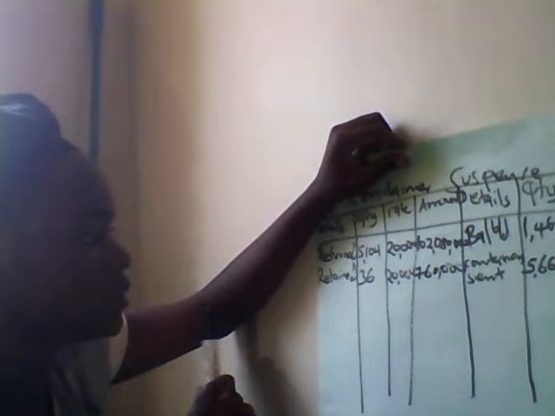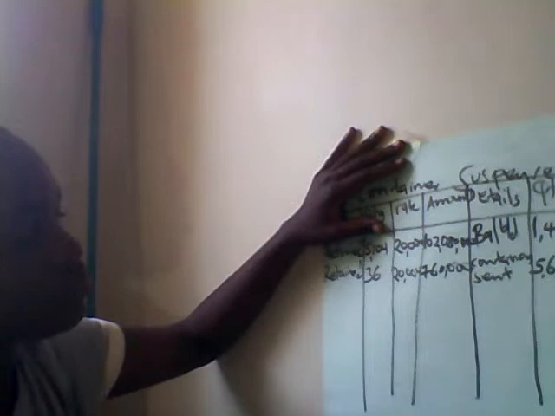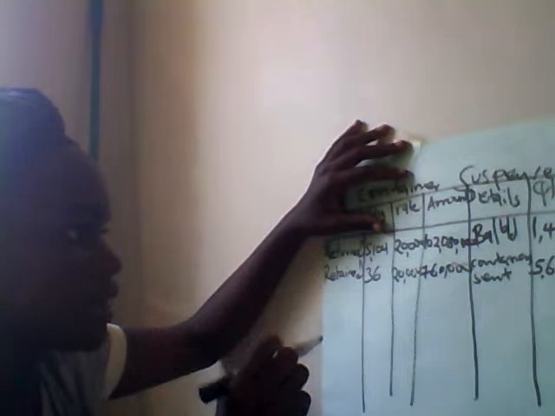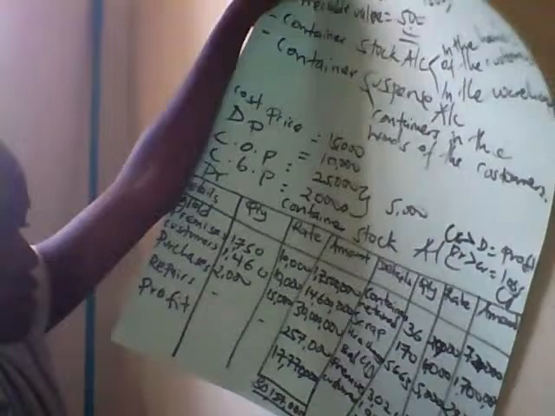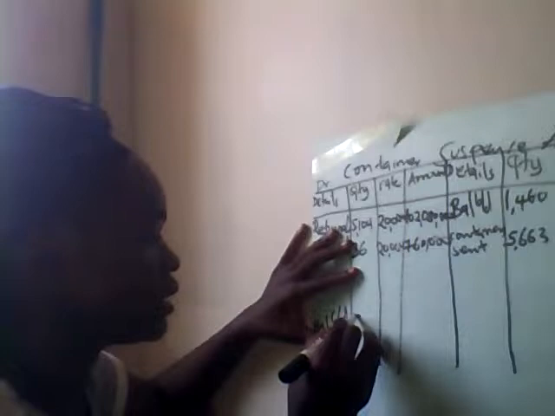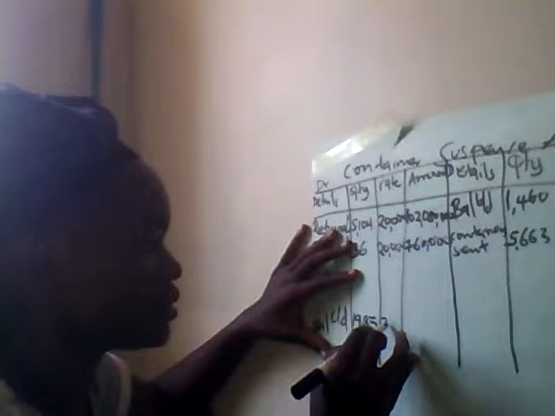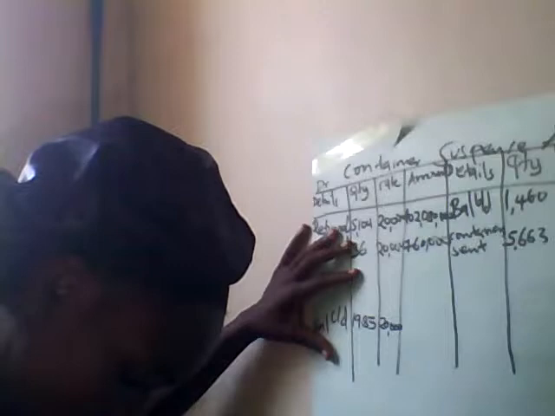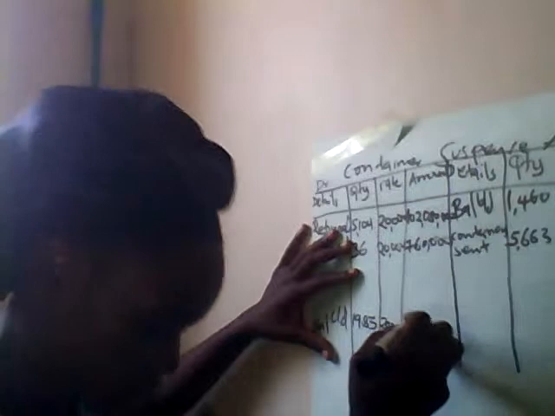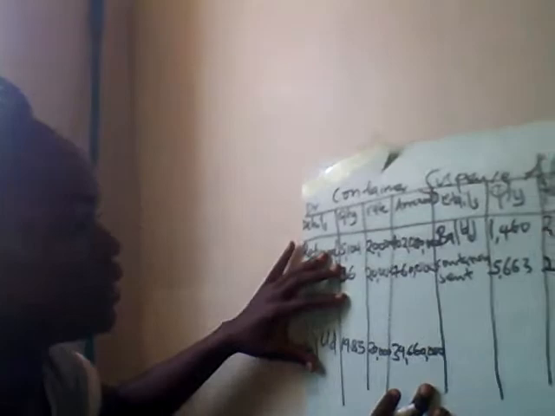Then another thing that we have is the closing balance. The opening balance is this side, then the closing balance will be this side. So balance carried down, only in the hands of the customers. This one, 1983. So 1983 times the credit back price, 1983 times 20, which is 39,660, like that. And this is the container suspense account.